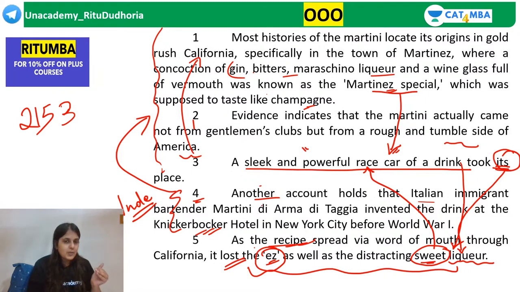This paragraph, you have 1, 2 and 3 points which talk about the California version. My question is, why isn't so much importance given to the Italian version of the story? Did you understand this? And this is evidence. It does not say one account. Good point, Manshi. But see, this could be a part of another paragraph, but it is not a part of the same paragraph. Did all of you understand this?